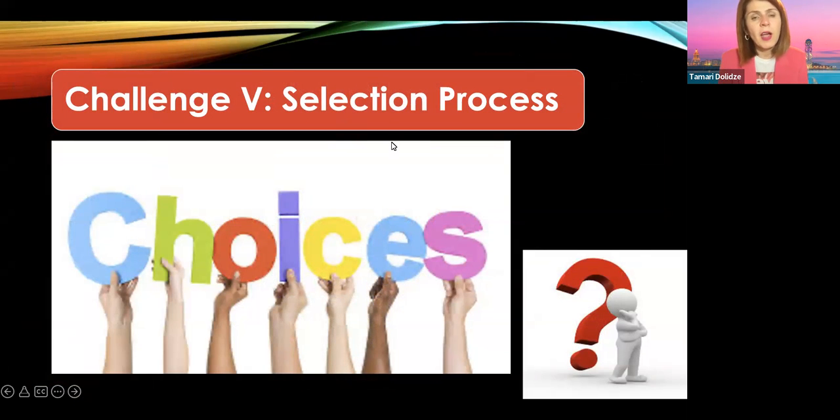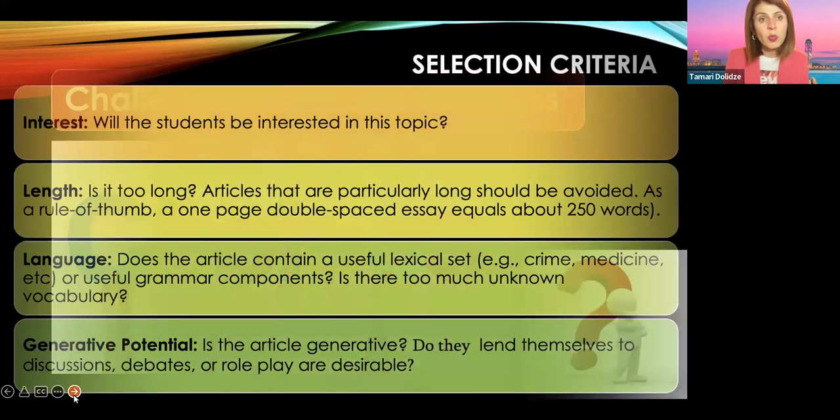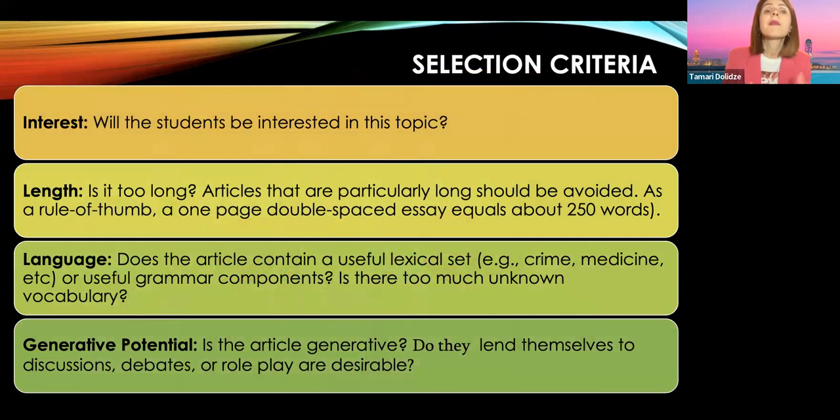And challenge number 5 is related to the selection process. And why is it quite challenging? First of all, as I have mentioned, nowadays we come across a variety of articles, and even one and the same topic can be written by different authors from different perspectives, from different biases. That's why it's very important for the instructor to integrate less biased opinion, and help students to differentiate fact from opinion.